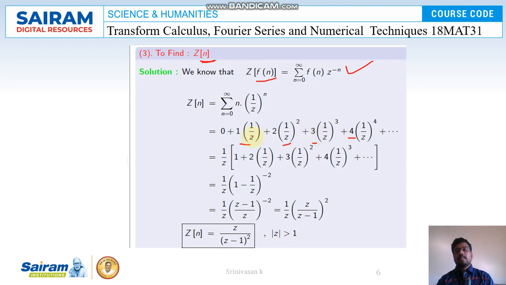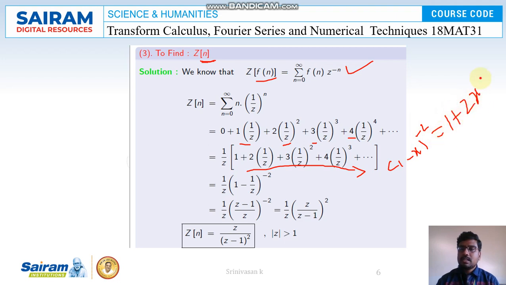Now see, there is no direct formula for 1 divided by z plus 2 divided by z square. So that's why I am taking 1 divided by z outside. We get 1 plus 2 into 1 divided by z plus 3 into 1 divided by z the whole square plus and so on. So this is the formula of the series, 1 minus x power minus 2. So what is 1 minus x power minus 2? It is 1 plus 2x plus 3x square plus 4x power 3 and so on.